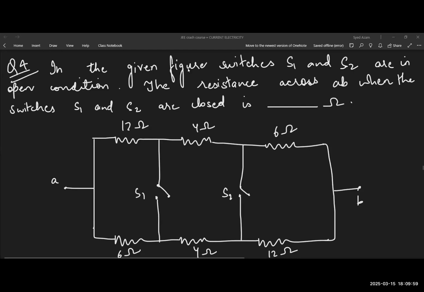Okay, yes, both of you have got it correctly. 10 ohms. So same procedure. You have to take the open circuit. So in the open circuit, these three will become connected in series, right? 12 plus 4 plus 6. And again here also 12 plus 4 plus 6. You divide it by 2, you get the value.